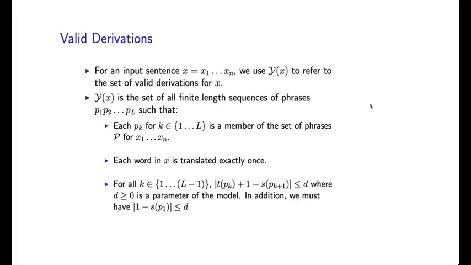So just a final word on this idea of the set of possible derivations. Remember, y of x is the set of valid derivations for a particular input sentence x. This will, in general, be exponential in size. Or a little more precisely, the number of valid derivations is going to grow exponentially fast with respect to the sentence length. Okay, that's a usual observation. So this is going to be a very, very large set of possible derivations.